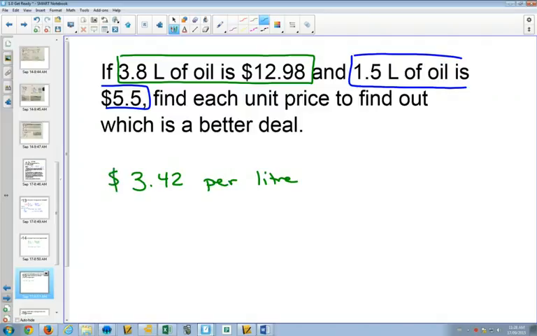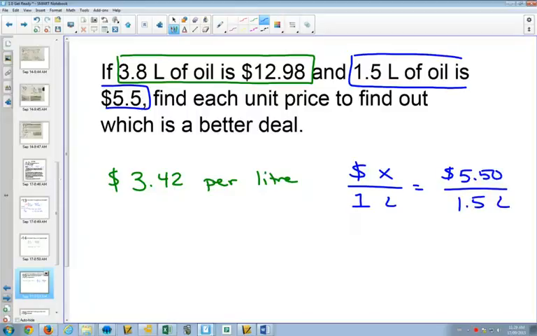We also want to find our price per liter for the blue one, so we'll set up our ratio. We want to find our price for 1 liter, and we know that it costs $5.50 for 1.5 liters. So we go to our calculator. More expensive price. 3.67. So it is $3.67 per liter here.